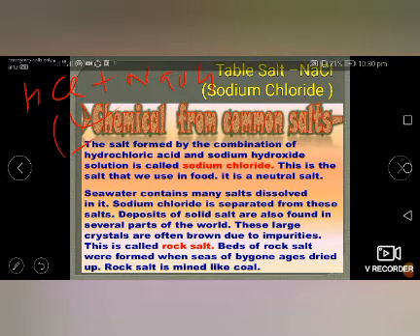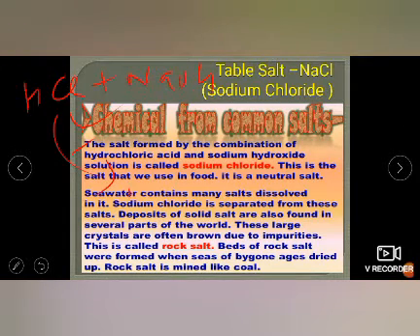When HCl and NaOH react, they give NaCl plus H2O. So this is the general chemical reaction of table salt. When the salt is formed by the combination of hydrochloric acid and sodium hydroxide, it is called sodium chloride. This is the salt we use in food, and it is a neutral salt, the common namak, which we talk about. And seawater contains many salts dissolved in it.